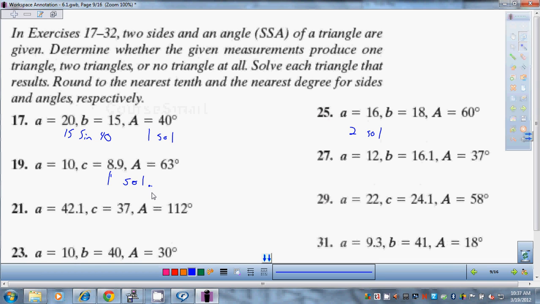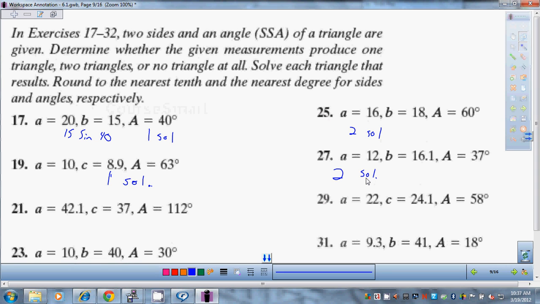What about 27? Is A less than or greater than that other side? Less. So we need to do the test. Somebody punch in 16.1 sine 37. What do you get? 9.7. So is B sine A less than or greater than our side? Less than. So how many solutions are there? Two. Very good. We're going to skip 21 for a second. I'll explain why in a second.